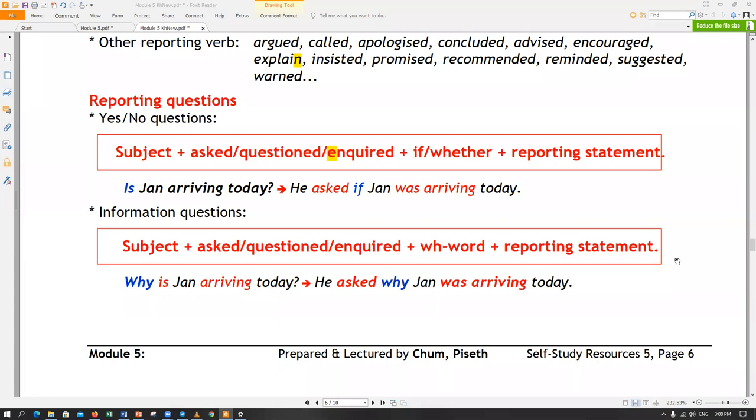Okay, for a yes no question, we use if. Is Jane arriving today? He asked if Jane was arriving today.